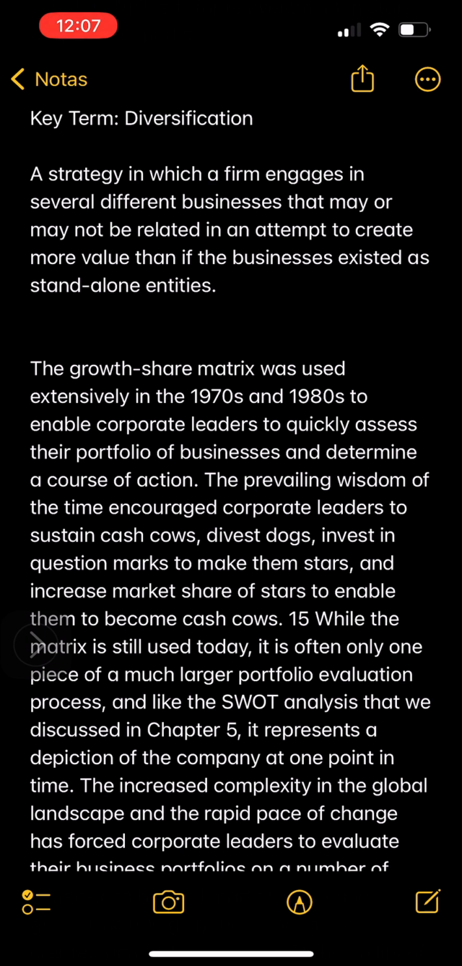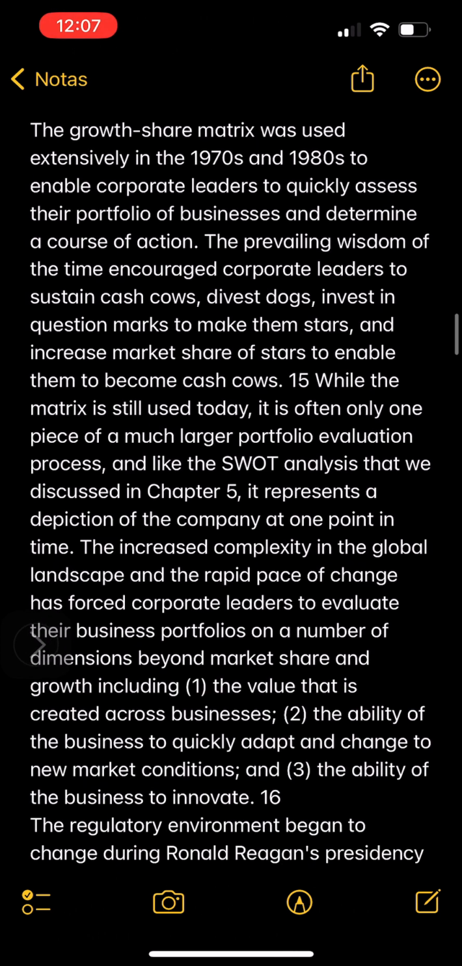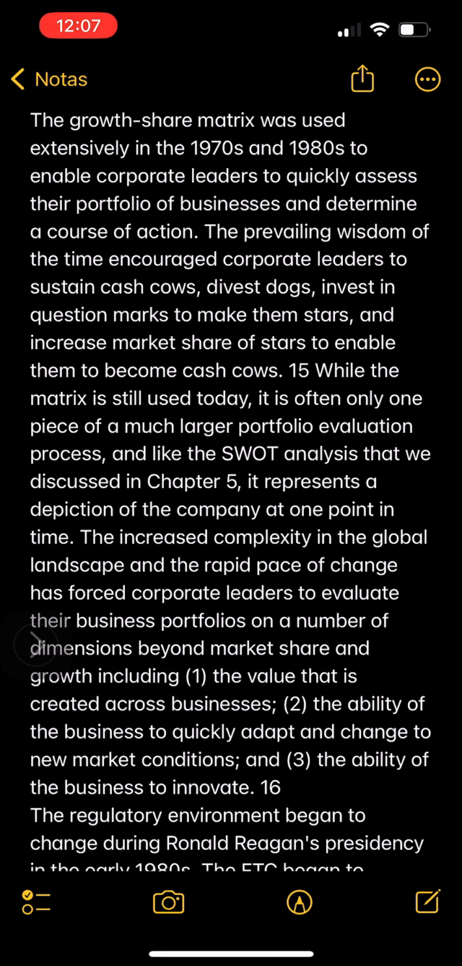The growth share matrix was used extensively in the 1970s and 1980s to enable corporate leaders to quickly assess their portfolio of businesses and determine a course of action. The prevailing wisdom of the time encouraged corporate leaders to sustain cash cows, divest dogs, invest in question marks to make them stars, and increase market share of stars to enable them to become cash cows.